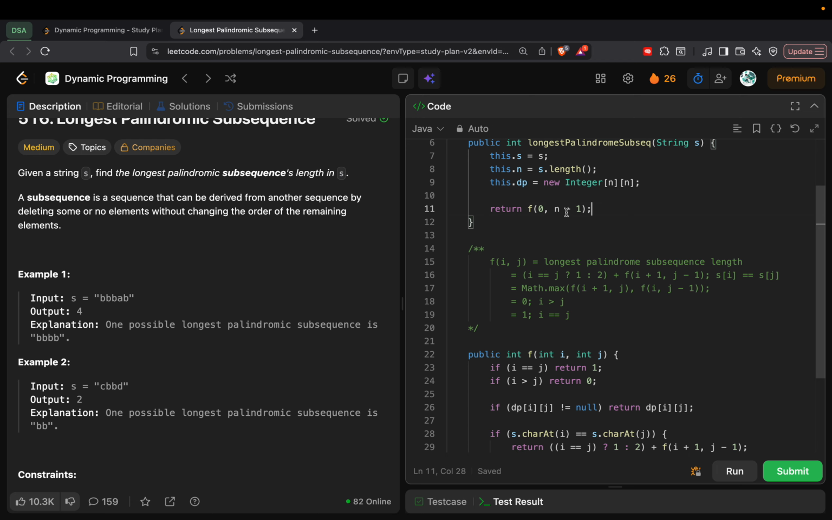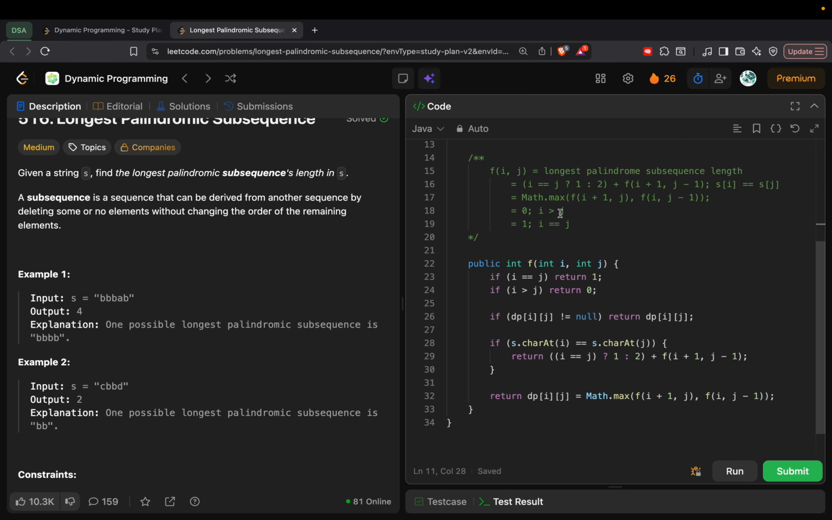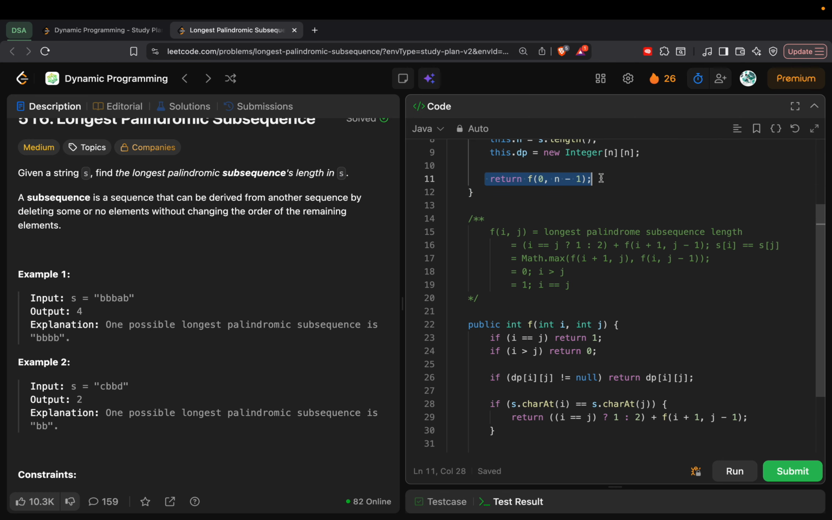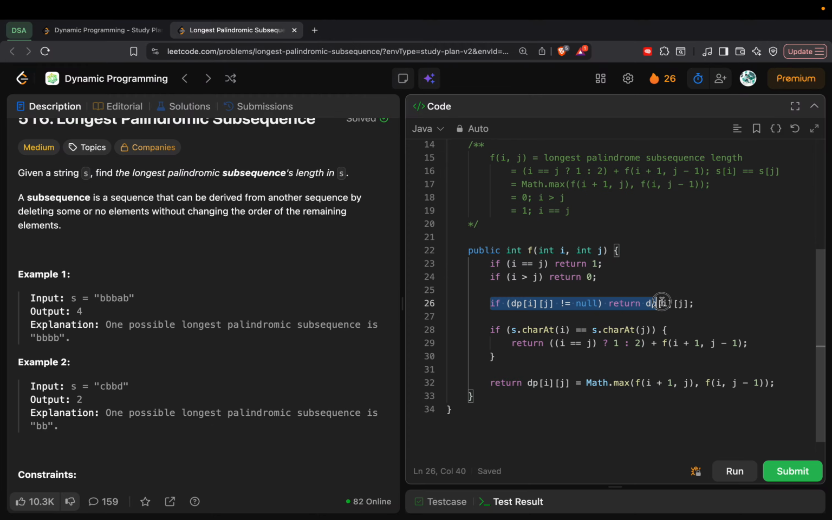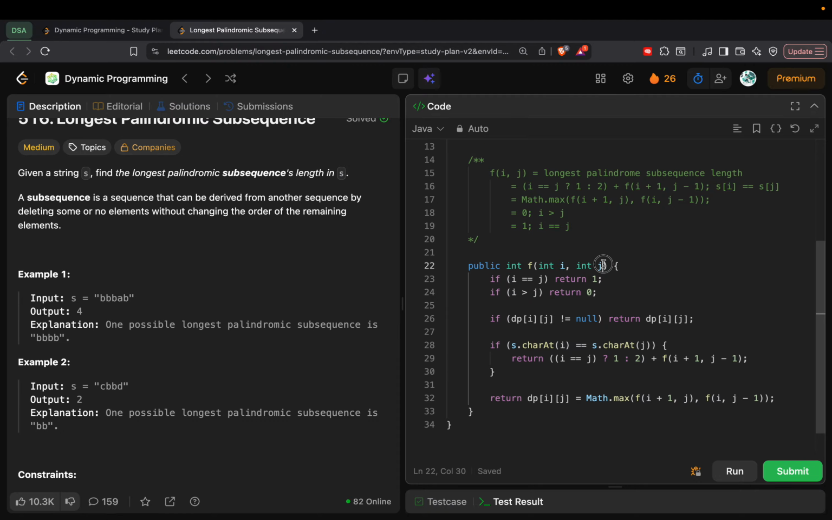you will notice that there will be certain problems which will be overlapping. And whenever we have overlapping subproblems, we don't have to recompute the answers again and again. Instead of doing that, we can cache our values and reuse them, right? So that is what I am doing here. If you see, i values are going from 0 to n minus 1 and j values are coming from n minus 1 to 0.